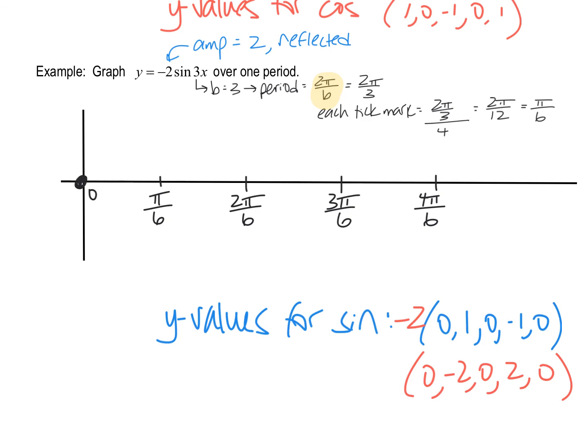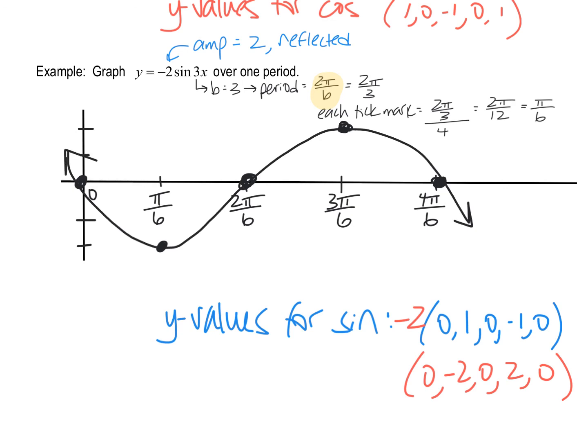Next one, at pi over 6, my y value is -2. So I'm going down 2. And then it's back to 0. And at 3 pi over 6, my y value is +2. Way up here, and then here. And look at it, looks like the S curve. It's upside down, and it's a little bit humpy.